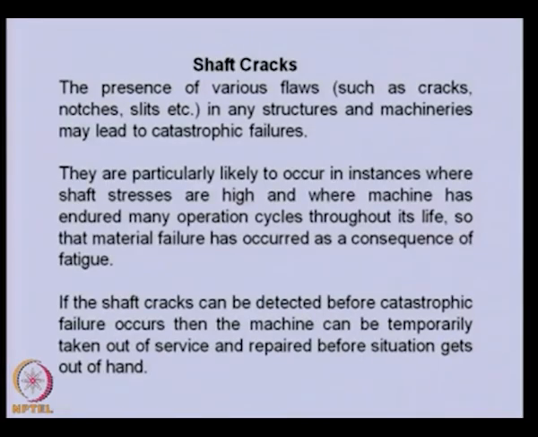The next common fault in the shaft, especially where high power transmission is there, is shaft cracks. The presence of various flaws such as cracks, notches, slits, etc. in any structure and machinery may lead to catastrophic failures. They are particularly likely to occur where shaft stresses are high and where machines have endured many operation cycles throughout their life, so that material failure has occurred as a consequence of fatigue.